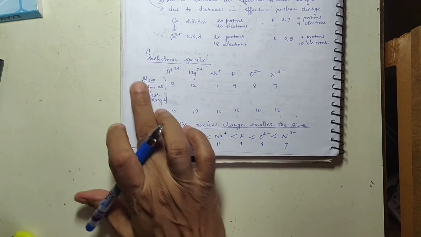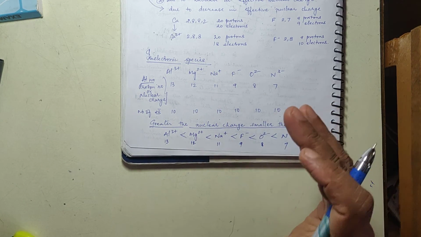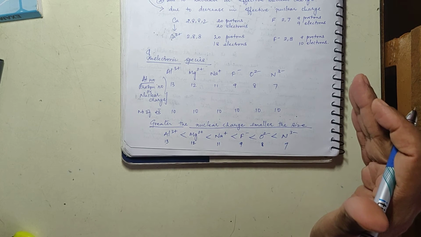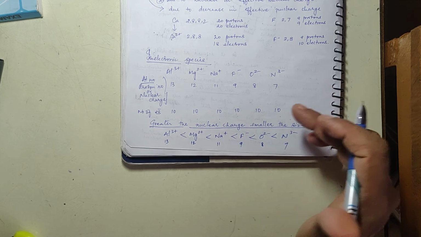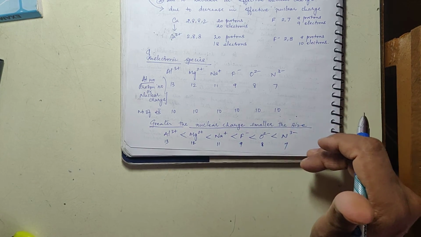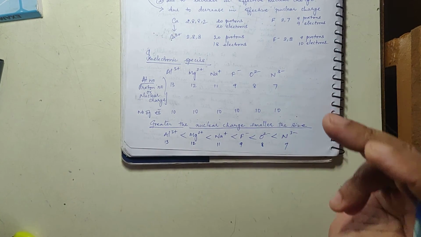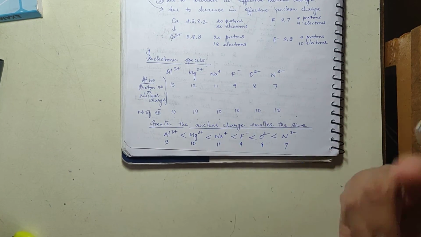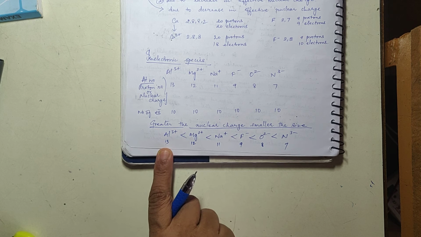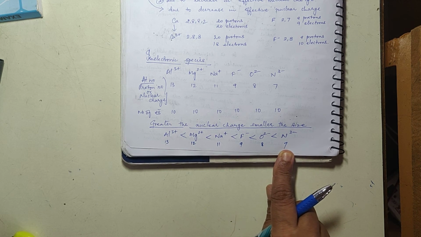So remember, among isoelectronic species, the size increases when the nuclear charge decreases. Here also we explain the same thing. When the nuclear charge decreases, size increases. Here the nuclear charge is more, so the size is less. Here the nuclear charge is less, so the size is more.